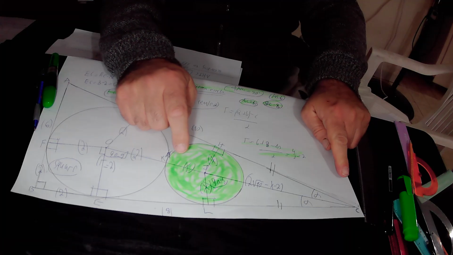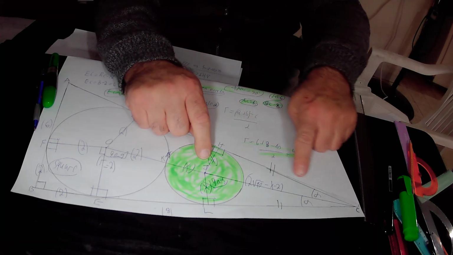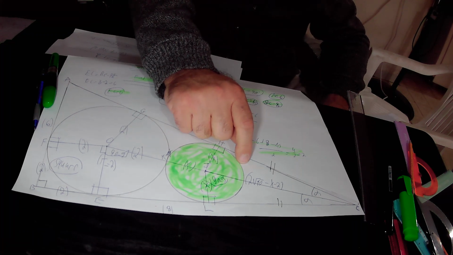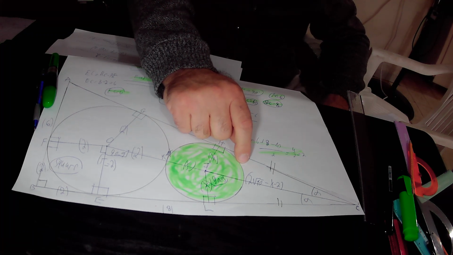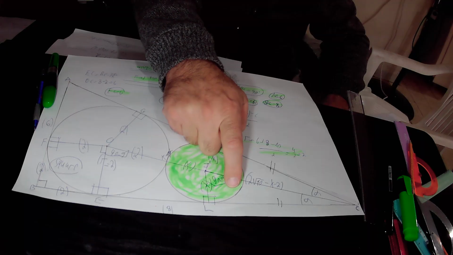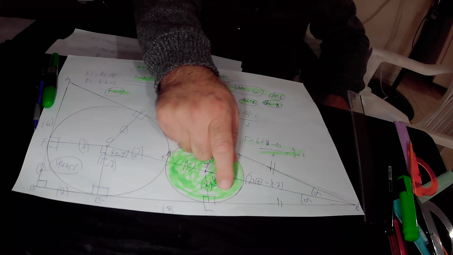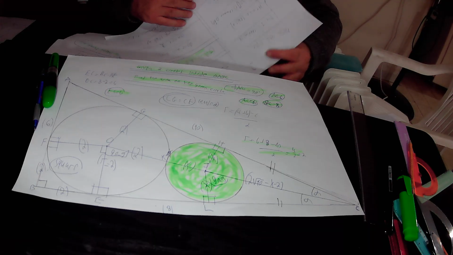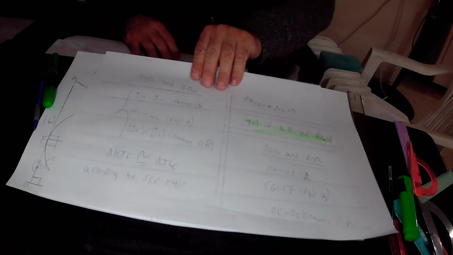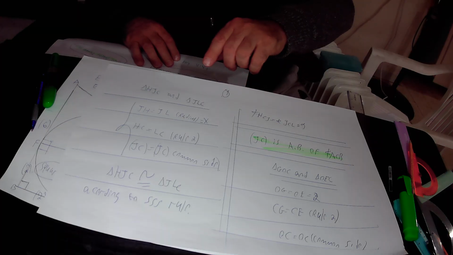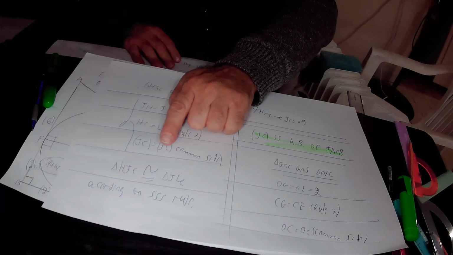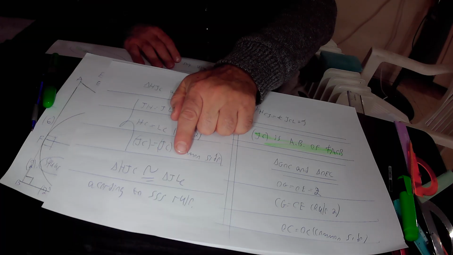And finally, CJ is the common side that belongs to both triangles. So if we found out that all three sides of this upper right triangle are equal to all three sides of this lower right triangle, therefore those two right triangles are congruent to each other according to the side rule. So again, triangle HJC is congruent to triangle NJC according to the side rule.